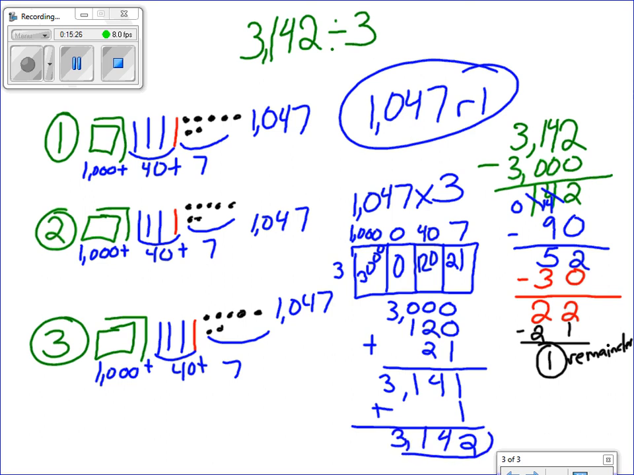I'm going to check my answer to my multiplication sentence. I'm going to check it up here to the amount of objects I have to share. If they are the same, which they are, then my answer, 1,047, is correct.